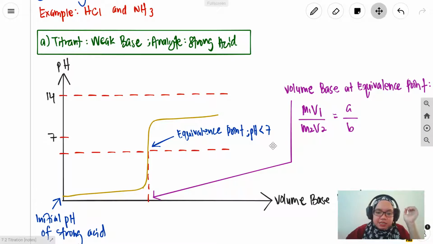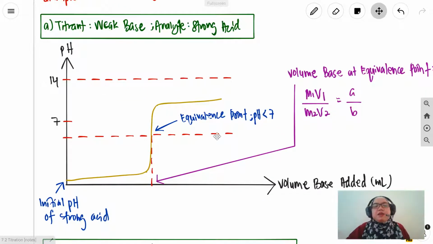Okay, so dekat sini, in this case, since analyte dia dekat dalam conical flask is a very strong acid, so dekat sini kita start dengan initial pH of strong acid kuat. Okay, so bila sampai dekat point sini, dia dah gradually increases, indicating that the acid now is neutralized by the weak base added. Okay, so dekat sini dia dah capai equivalence point. So equivalence point dia pH less than 7. Okay, sebab dia strong acid kan dengan weak base.